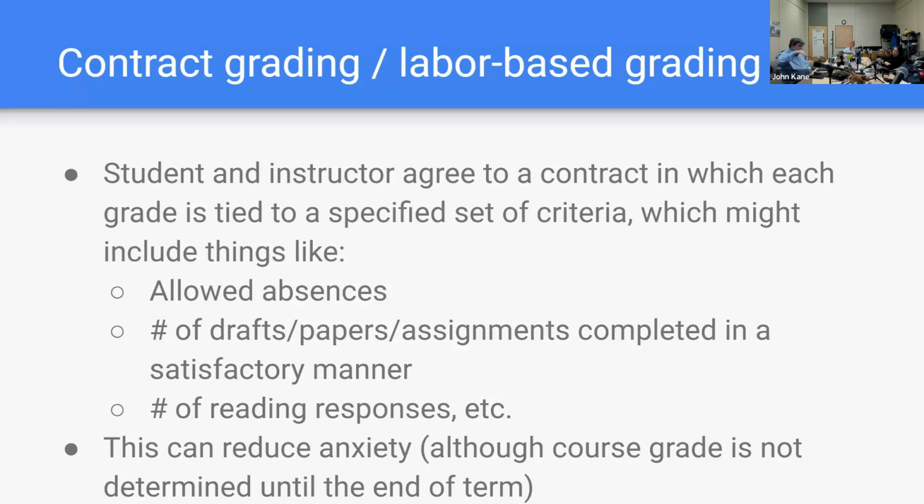With contract grading, this is often combined with some minimum threshold. For example, if there's a number of allowed absences, but the student is always falling asleep in the class or is spending the whole time chatting with people next to them, that might not meet that number of things. But those are things that would be negotiated.